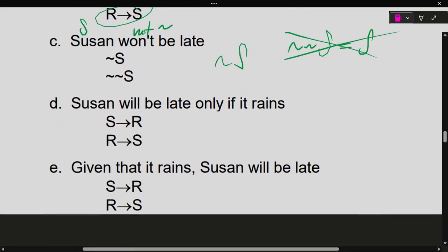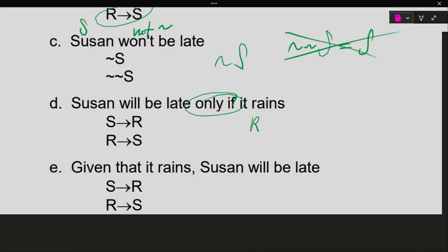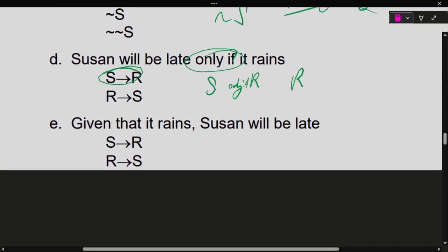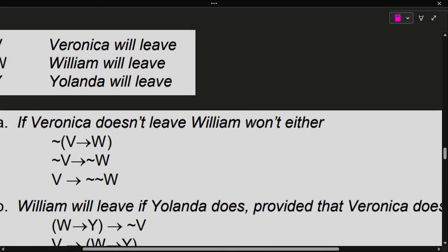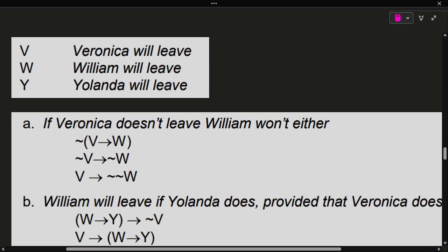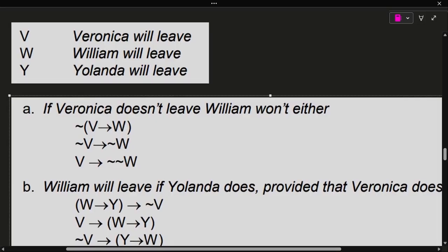Susan will be late only if it rains. Only if it rains? Only if. And Susan. Ergo, it must be the R is a consequence. Given that it rains, Susan will be late. Given that it rains, if it rains, Susan's late. Perfect. Moving forward. These are more complex ones in nature, and we'll see how we can do with them.